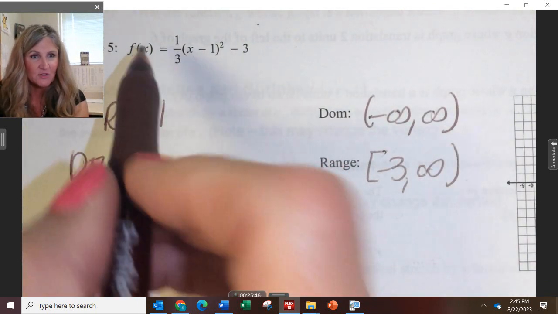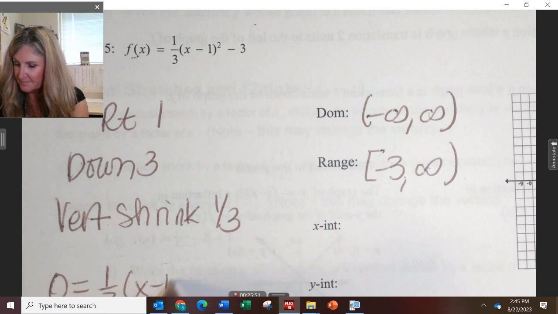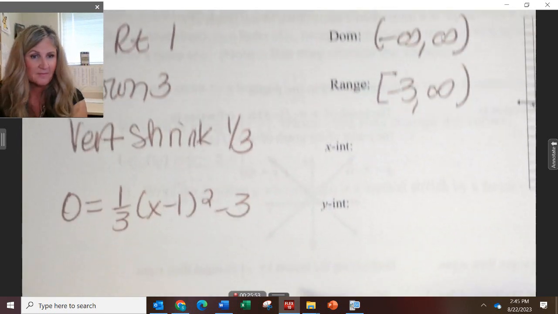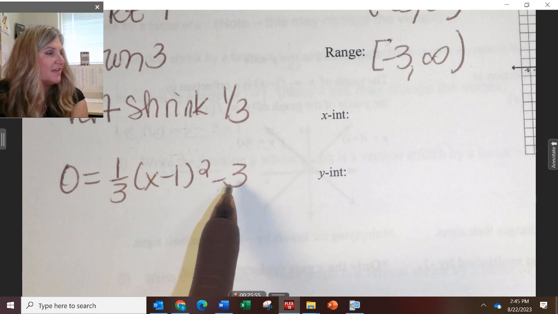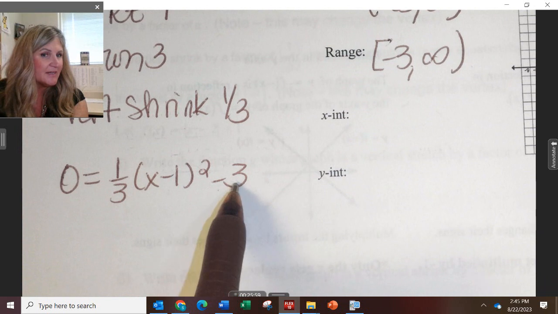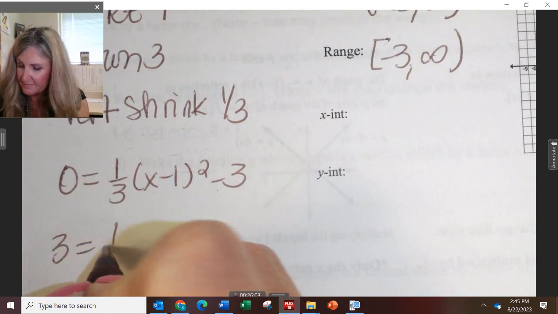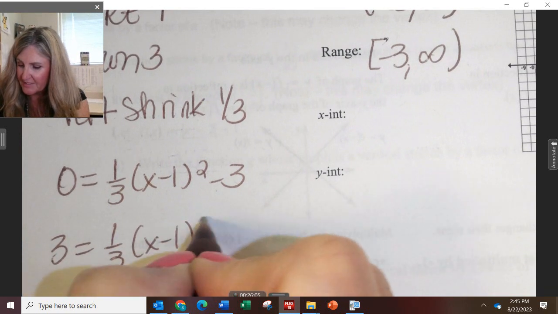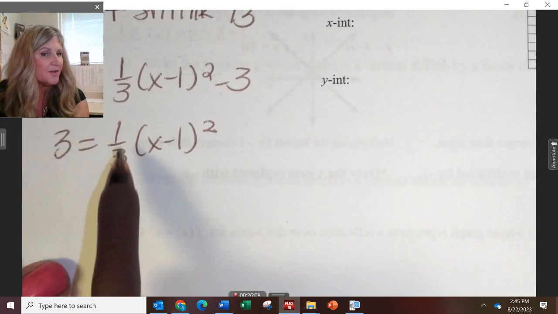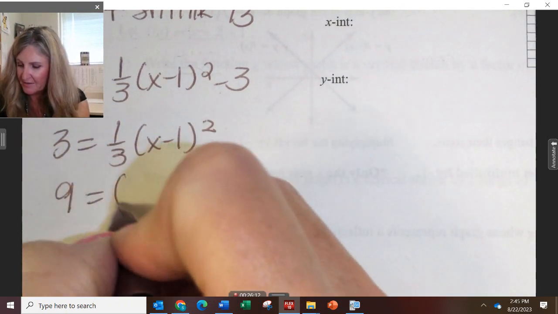Okay, we want x-intercepts. X-intercepts means that I have to replace the y with 0. How do I solve this? I need to get rid of the -3. What do I do? Add 3. Now the 3's gone. I need to get rid of the 1/3. What do I do? Multiply by 3. I have 9.